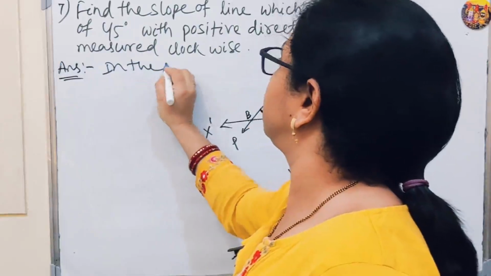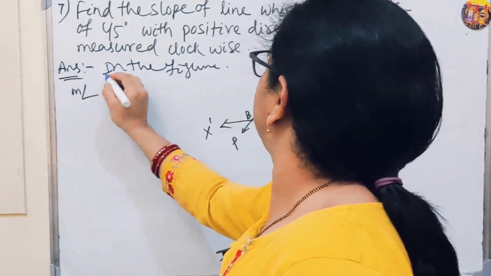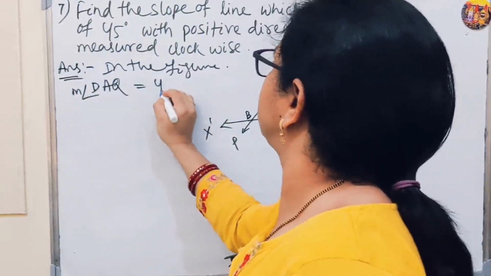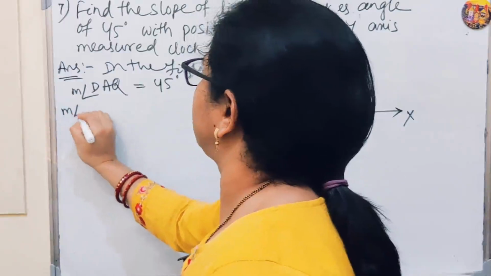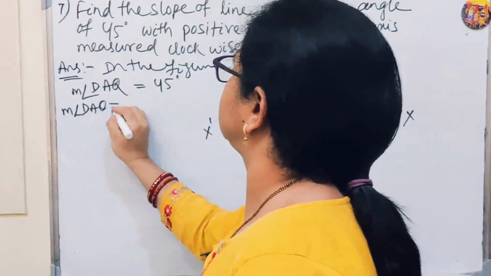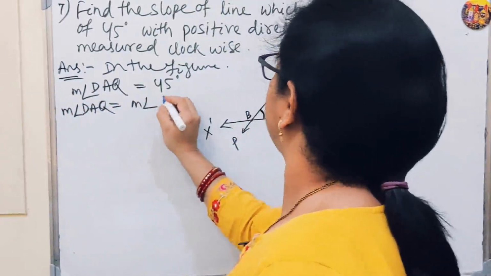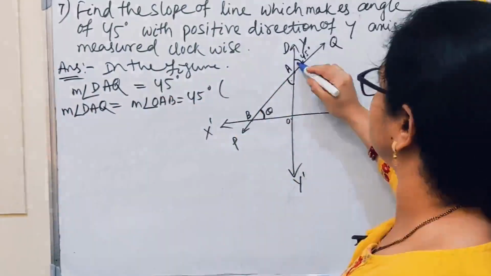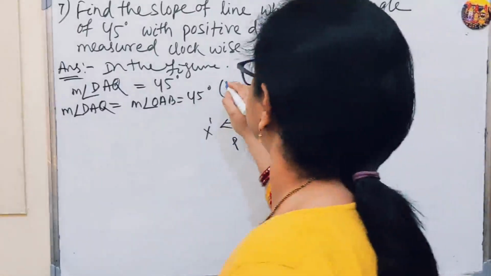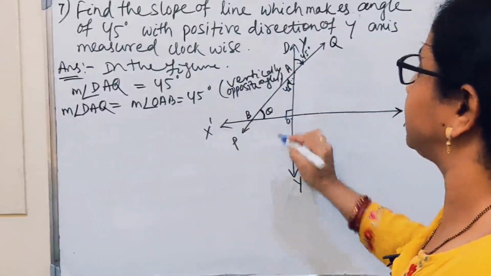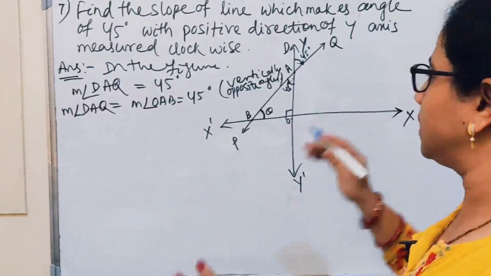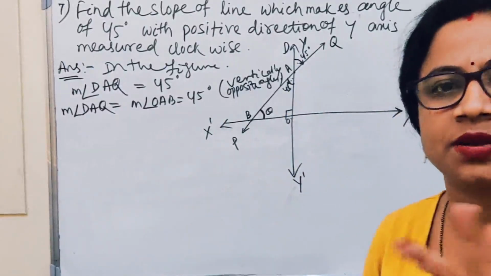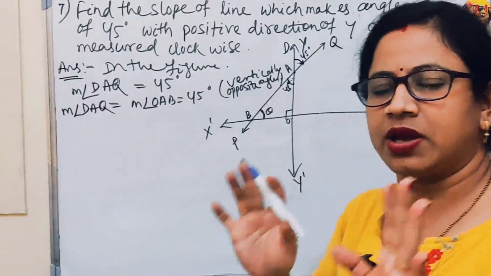So in the figure, the measurement of angle DAQ is equal to 45 degrees. The measurement of angle DAQ is equal to the measurement of angle OAB, that is 45 degrees, because both are vertically opposite angles. This is 45 degrees, this is 90 degrees. We already knew that because both the x-axis and y-axis are perpendicular to each other.